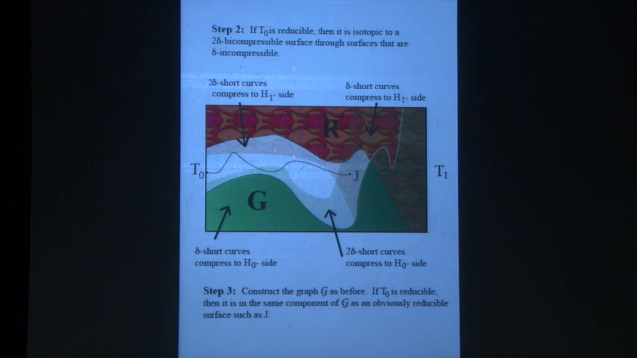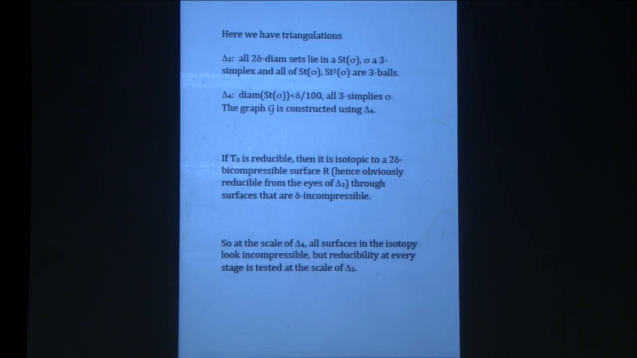This is good because if you can only see out to distance delta, then as far as you can tell, everywhere along that path this surface looks incompressible. But if you put on new glasses and can see out to 2 delta, then this surface J looks distinctly reducible.